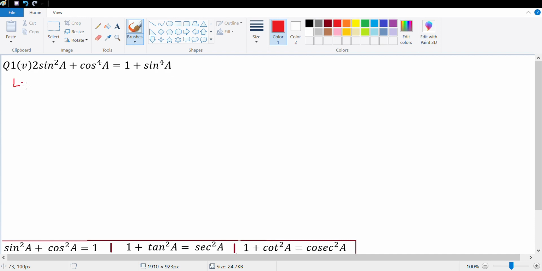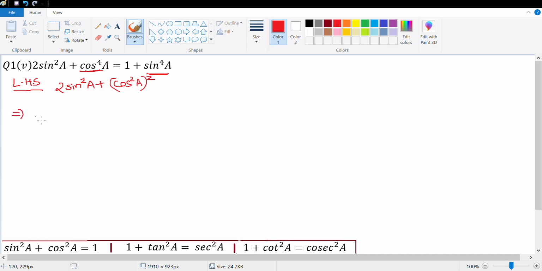Let's start with the left hand side. I notice that on the right hand side I have only sine, which means I have to remove this cos somehow. But I don't have any relation between sine and cos with the power 4. The only relationship is when the power is 2. So let me write this in the form of cos square A whole square. Let's try if it helps. So this would be 2 sine square A plus cos square A whole square. That's my left hand side.